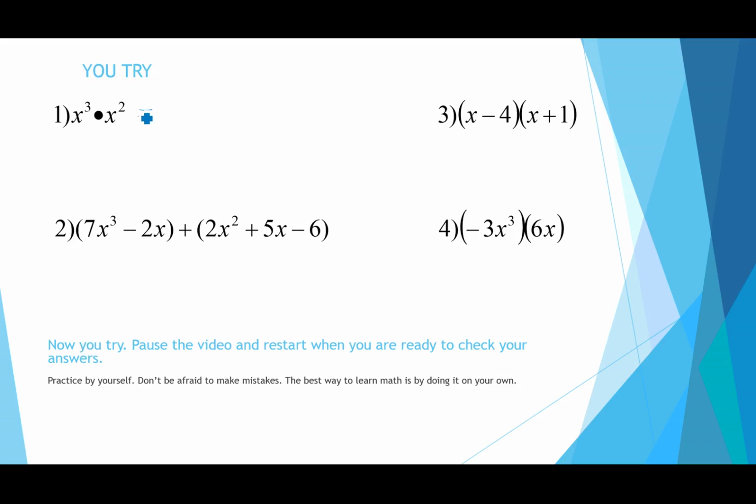For number 1, x cubed times x squared. When we're multiplying, we keep the base and add the exponents. So you should have gotten x to the 5th for number 1.